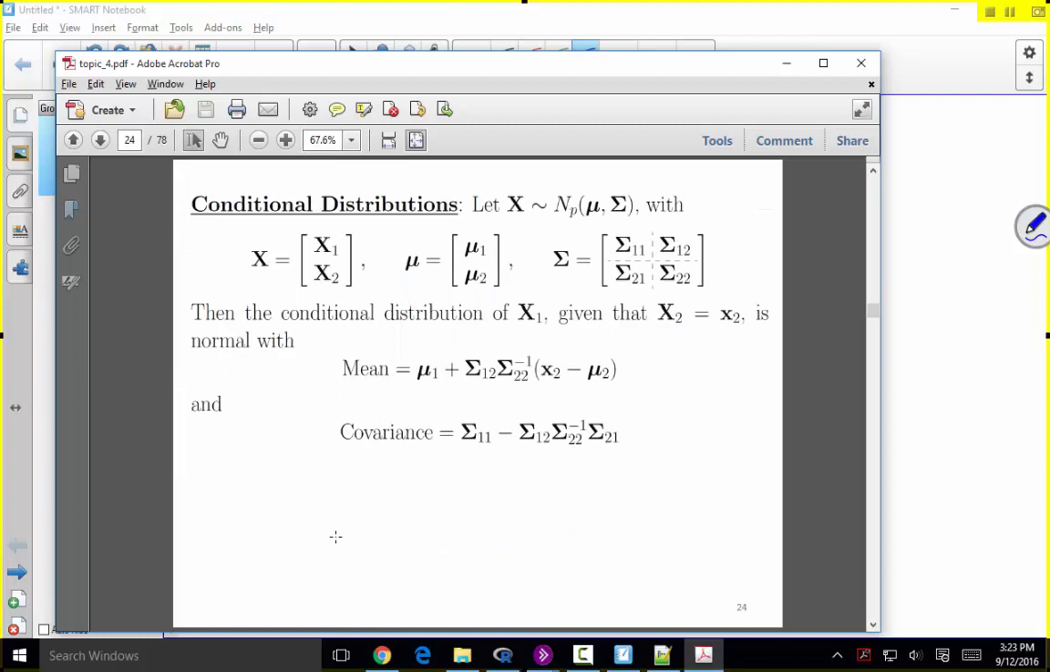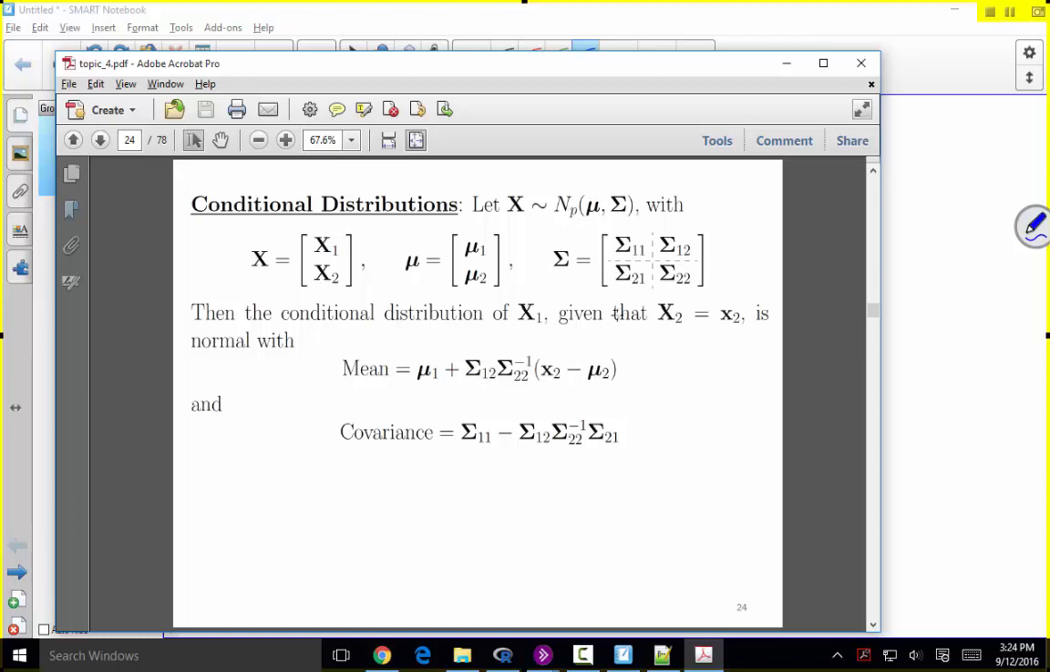Conditional distributions allow you to say what's the probability of this variable doing something once we know that another variable has done something else. So if I have p variables, for example, I could partition into 2 subsets. I would have 2 separate means now, and I would have a partitioned covariance matrix.